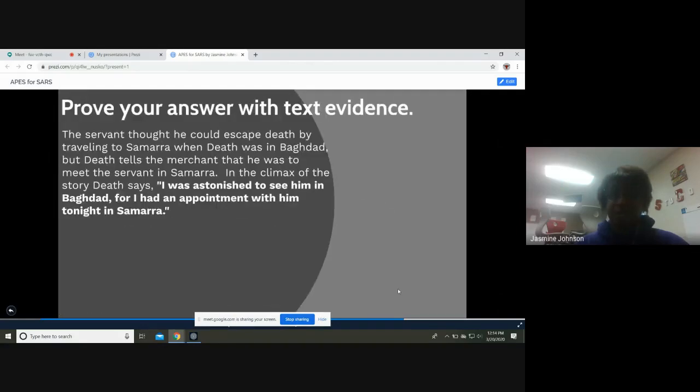Now I have to prove my answer, right, with text evidence. So the servant thought he could escape death by traveling to Samara when death was in Baghdad, but death tells the merchant that he was to meet the servant in Samara. So really, that's kind of a little synopsis. It's kind of summarizing what happened, but I haven't proven my answer. I'm just kind of telling you what's going on. Now I'm going to actually prove my answer, because I say in the climax of the story, death says, I was astonished to see him in Baghdad, for I had an appointment with him tonight in Samara. So there's my actual proof, my actual text evidence that this is how you know no one can escape death.